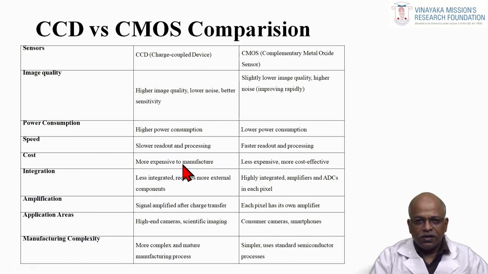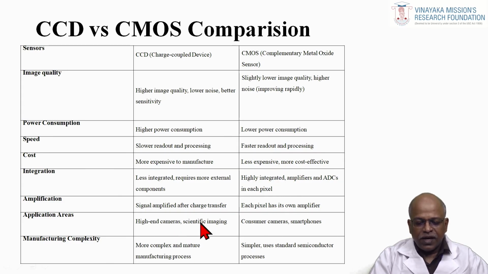Hence, CCDs are still costlier than CMOS sensors. CMOS sensors are less expensive and cost effective. CCD sensors are less integrated and require more external components. CMOS sensors are highly integrated, with amplifiers and analog digital converters corresponding to each pixel. The signals are amplified after charge transfer in CCD. Each pixel has its own amplifier in CMOS.